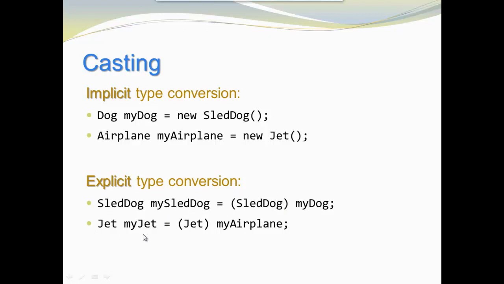Similar things happen here with Airplane and Jet. Not every Airplane is a Jet, so Java won't perform the conversion for me. However, I can do it explicitly. I can use a cast, and by doing so I let the compiler and other developers know that I am convinced my airplane is actually a Jet. It should be converted and assigned. This will compile. However, at runtime it will be checked, and if I was wrong and my airplane is not a Jet or my dog is not a SledDog, then I will get an exception.